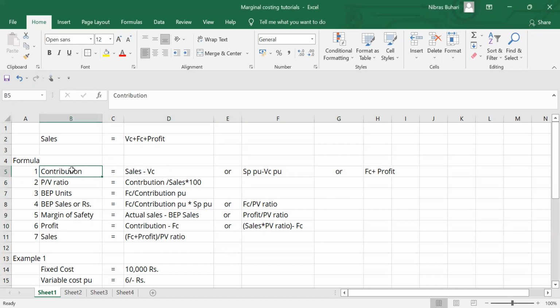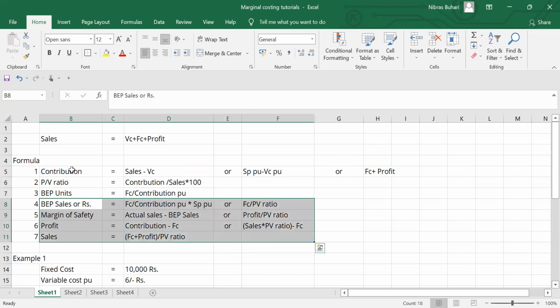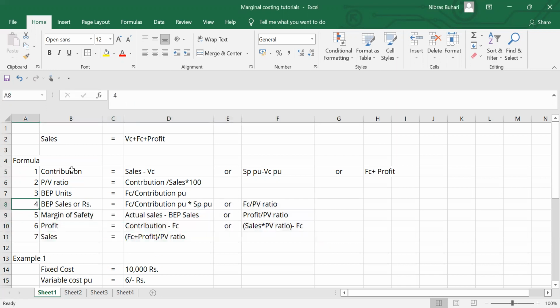The first one, contribution: sales minus variable cost, or selling price per unit minus variable cost per unit, or fixed cost plus profit. PV ratio, which is profit volume ratio, is contribution by sales into 100. The answer will always be expressed as a percentage since we multiply by 100. BEP units is fixed cost divided by contribution per unit. The PV ratio, I will call it the master key, because once you find the PV ratio, you can find all the other answers. You can see here, for all the other items I have used PV ratio.